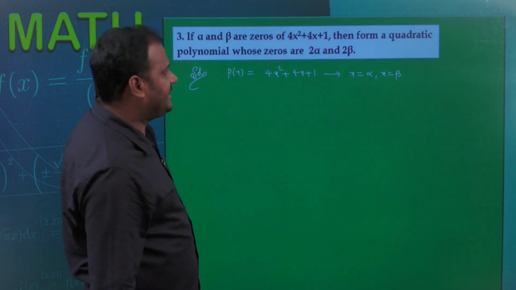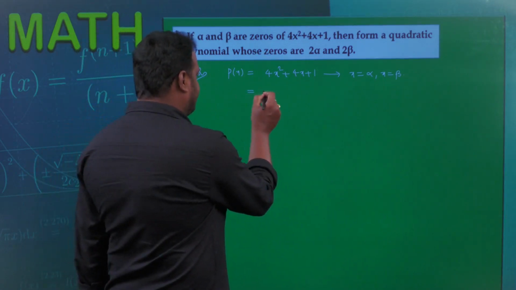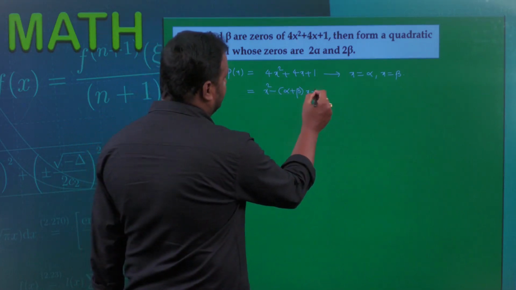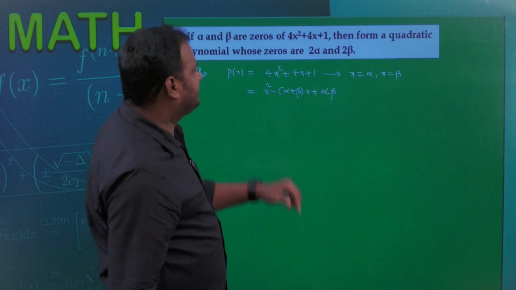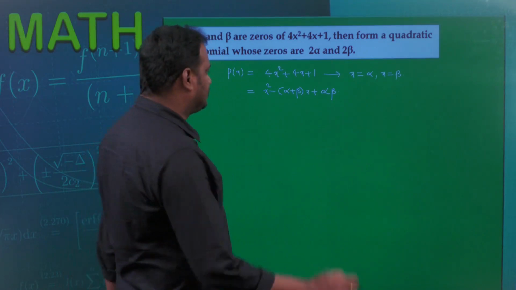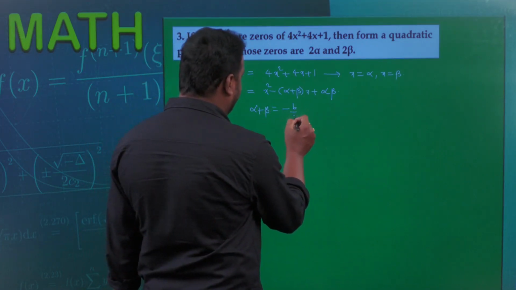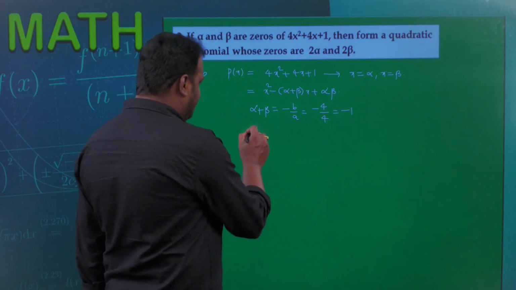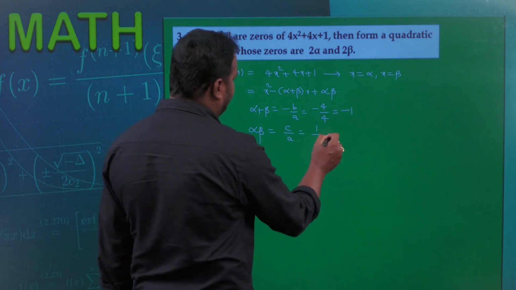So if I can find out one polynomial whose zeros are alpha and beta, that is exactly same as x square minus of alpha plus beta times x plus alpha into beta. Okay? And here alpha plus beta is equal to minus b by a and alpha into beta is equal to c by a. Okay? So what is the value of alpha plus beta here? Alpha plus beta is equal to minus b by a, which is going to be minus 4 by 4, which is equal to minus 1. And alpha into beta is going to be c divided by a, and the value of c is equal to 1 divided by 4.